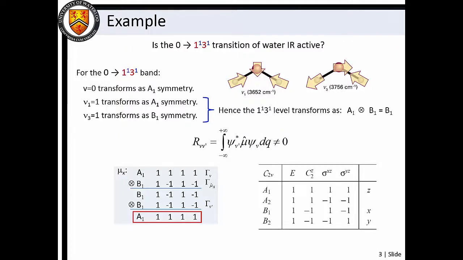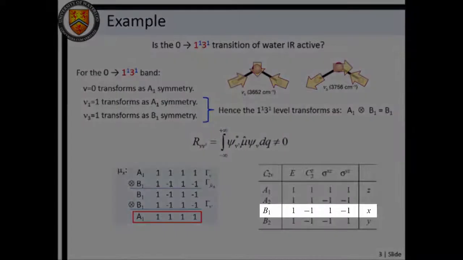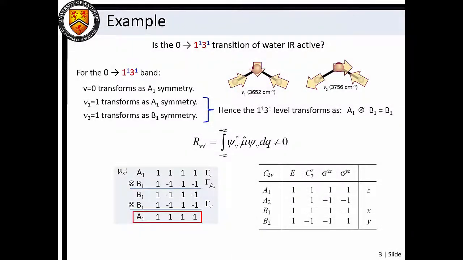For a shortcut, one can remember that a fundamental transition is IR active if the excited state irreducible representation has an x, y, or z in the translational vector column of the character table.